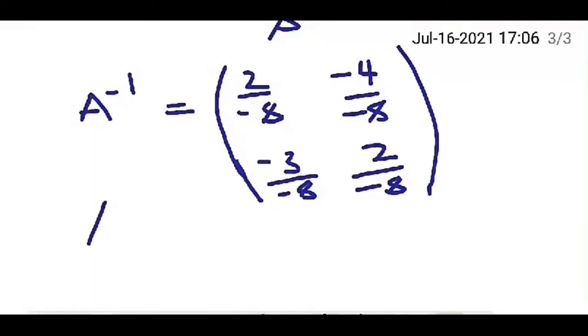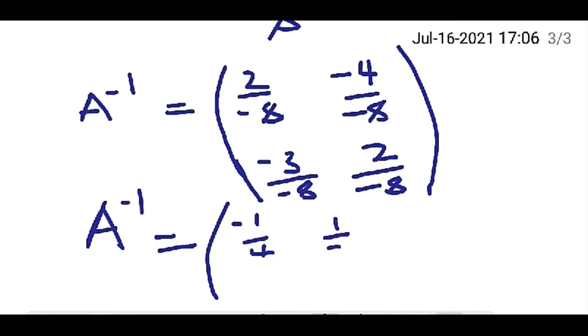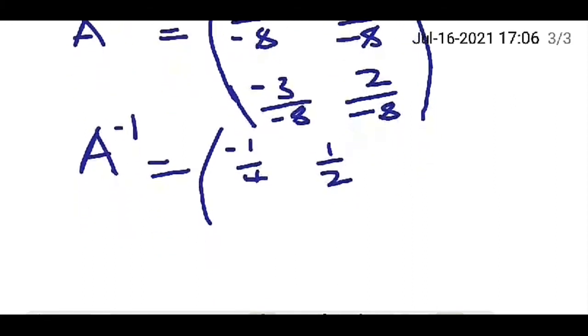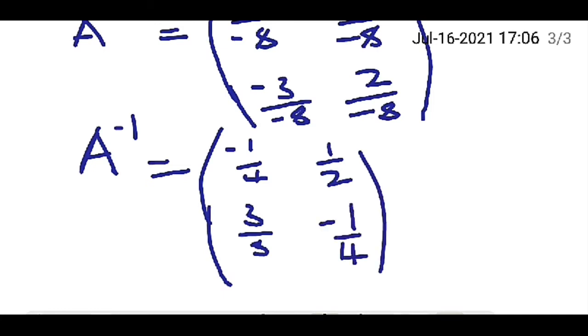So you have A inverse equals, here is -1 over 4. Here is 1 over 2. And then you remain with the 3 over 8 here. Then negative 1 over 4 is your inverse. Let us look at another example.